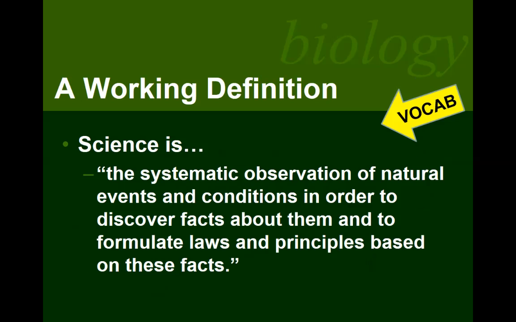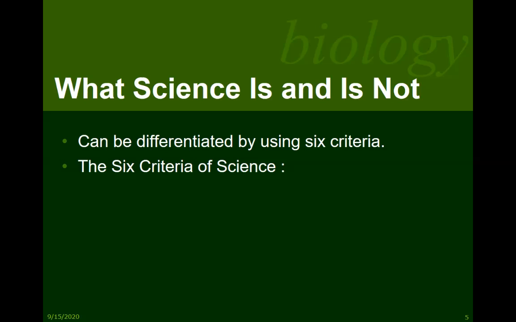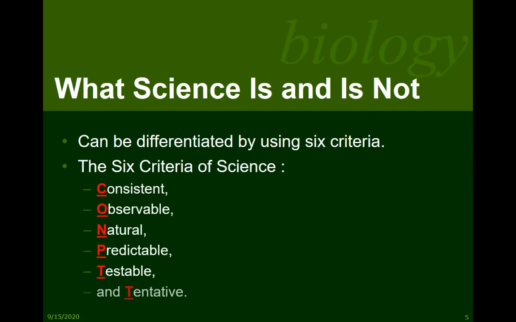And we can separate those things that are science from those things that aren't science by using a criteria set. In this particular case, I want to look at 6 criteria that separate science from non-science. That criteria uses the acronym CONPTT: Consistent, observable, natural, predictable, testable, and tentative. Okay, so what does each one of those mean? Let's go over that really quickly.